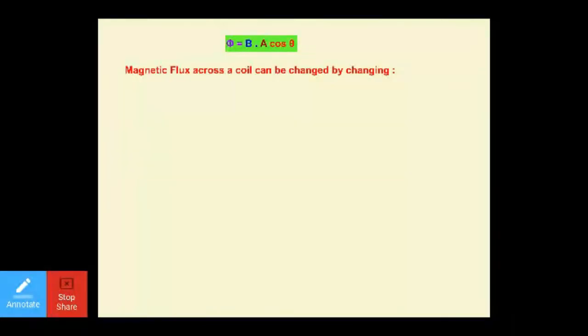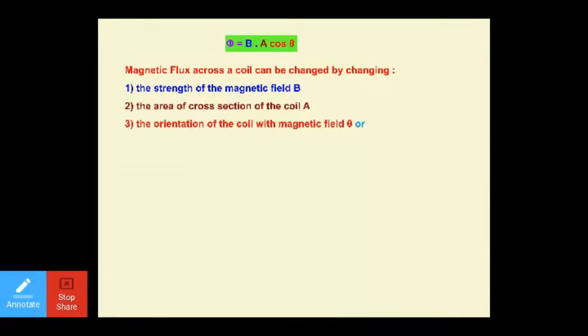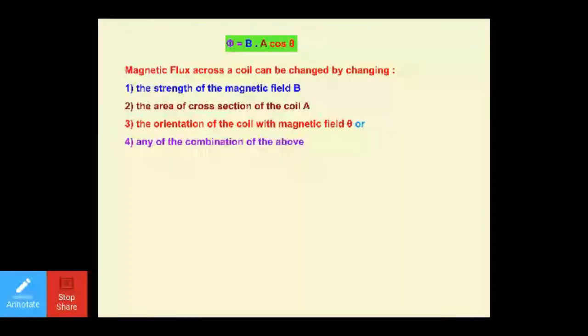Magnetic flux across the coil can be changed by changing number one, B, that is the magnetic field. Number two is area, and number three is orientation. So if you change any of the three, the value of phi will change. Along with it, if you change a combination, meaning B and A, A and theta, or B and theta, or all three, then the value of phi will change. It means phi depends on all the three quantities.